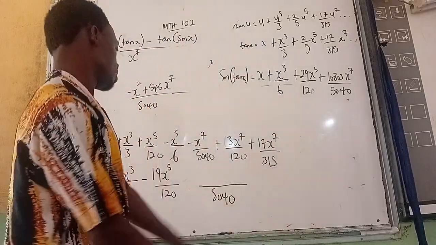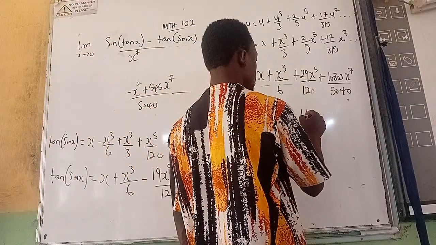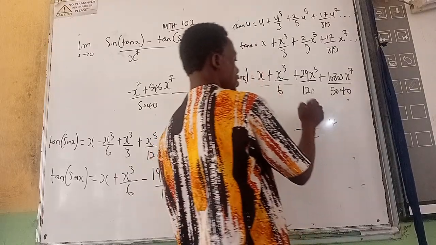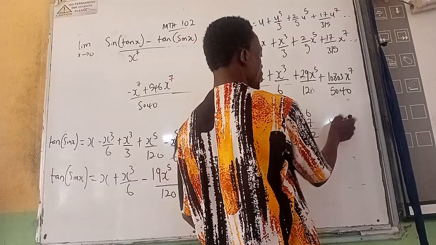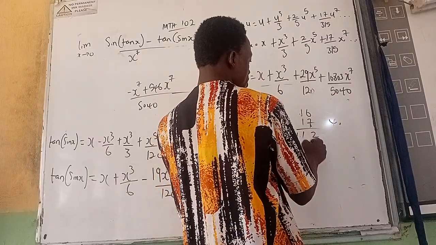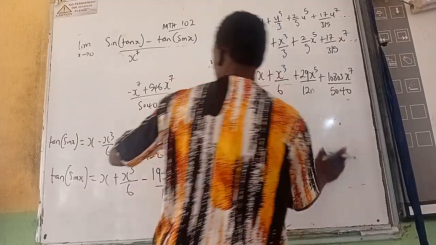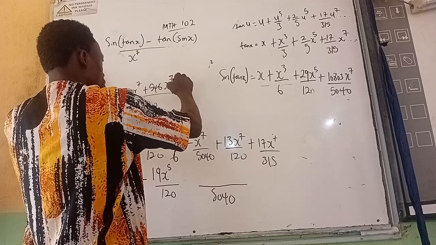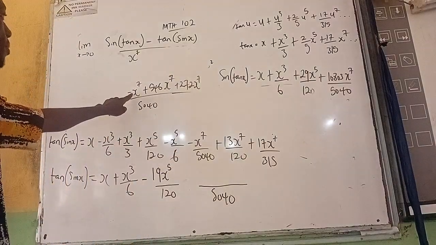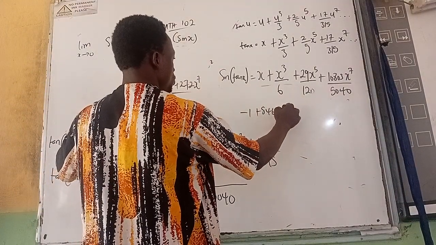So 16 times 17, what do we have? 7 times 6 is 42, right, write 2 keep 4. 7 times 1 is 7 plus 4, that's 11. 1 times 6 is 6. 1 times 1 is 1. We have 272. So this guy gives us what? Plus 272 x 7. So here we have minus 1 plus 546 plus 272.